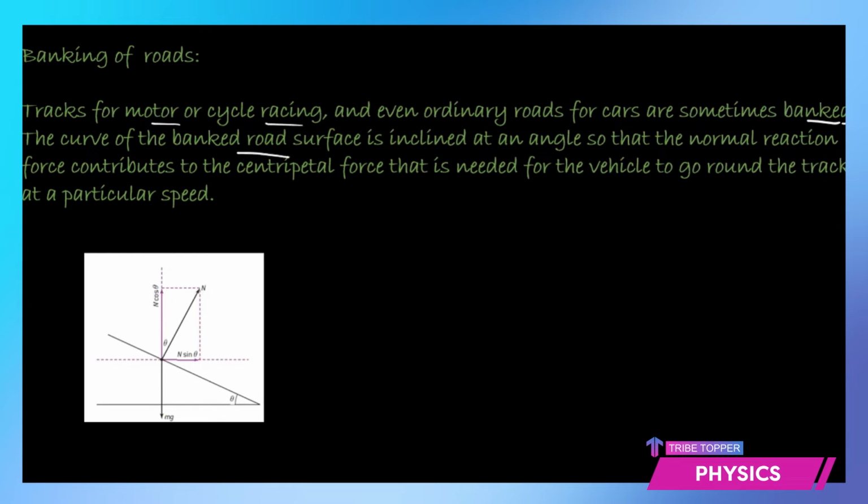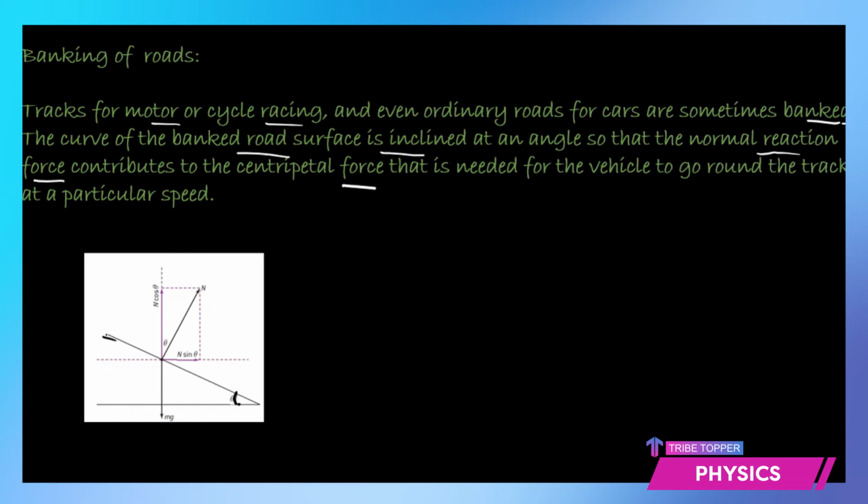The curve of the banked road surface is inclined, because it is raised outwards. This is the road, then it is raised outwards, then this is the angle of banking. Now in this topic we have to figure out this angle of banking. So we say that the curve of the banked road surface is inclined at an angle so that the normal reaction force contributes to the centripetal force which is needed for the vehicle to go round the track at a particular speed. Now here, first of all, let's label all the forces that are acting.